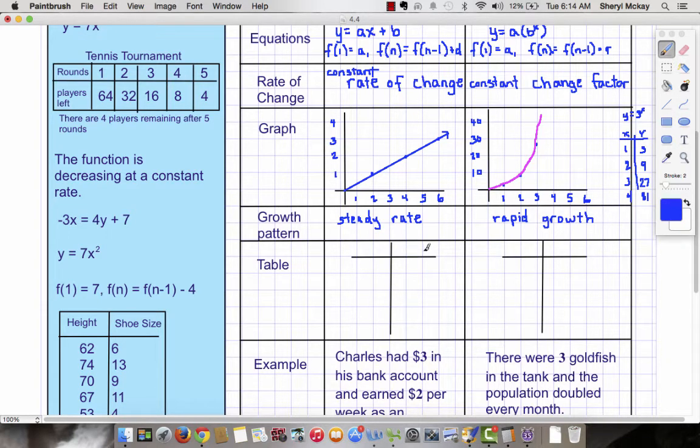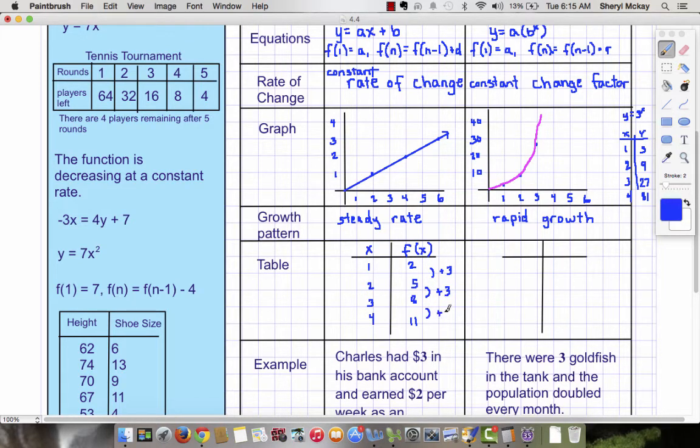An example of a linear function, x and f of x, might be this: x is 1, 2, 3, 4, and f of x is 2, 5, 8, 11. The table shows a rate of change, add 3, right? So when you look at the differences, it's add 3. A table for an exponential function would look like this.